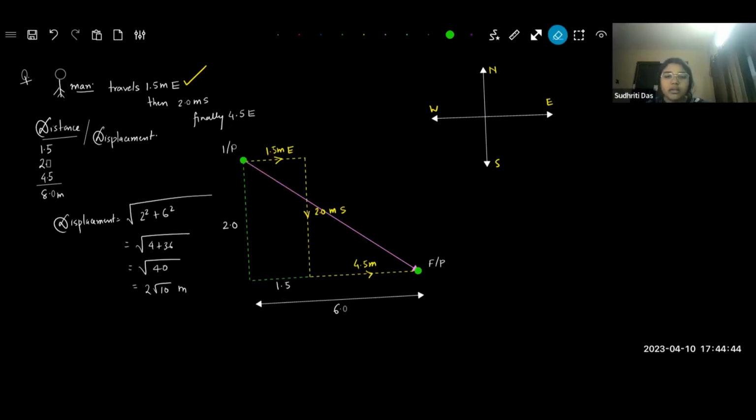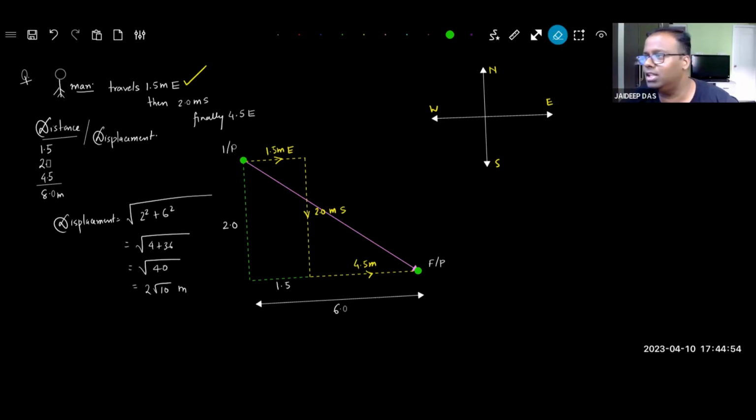Sir, yeah, I think it's over complicating it. But how about we take the hypotenuse of both? Arre, if you take the hypotenuse of both, then it will be more complicated. How do you know this part? Do you know this part? Do you know this part?